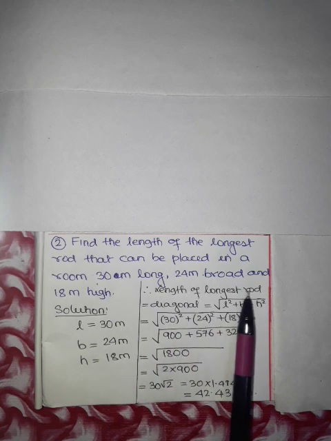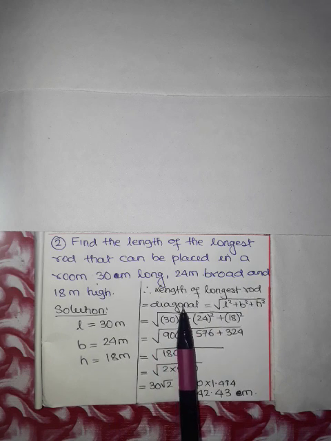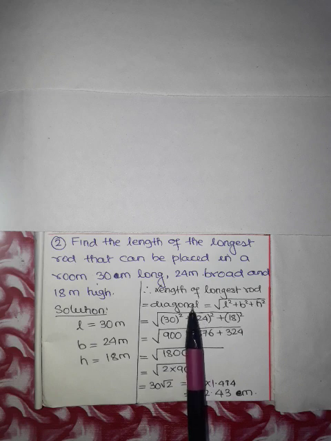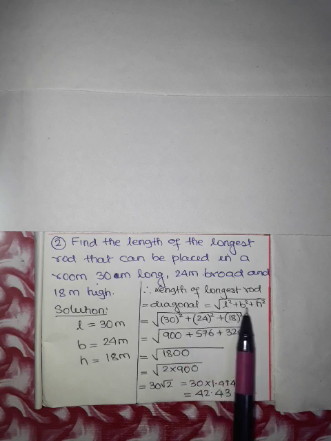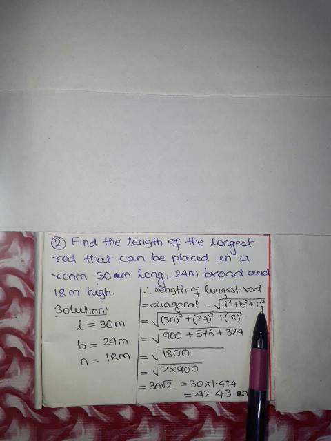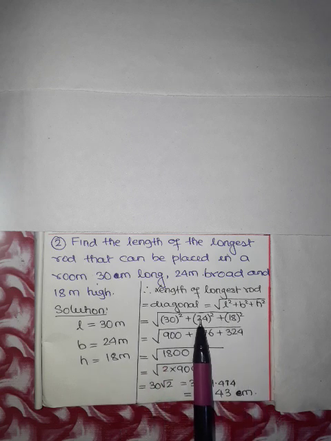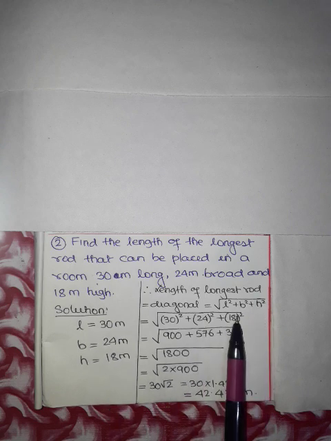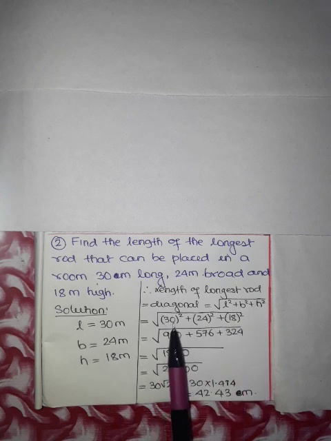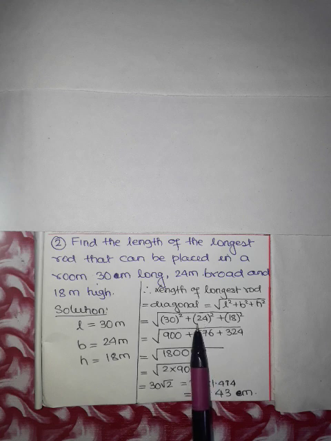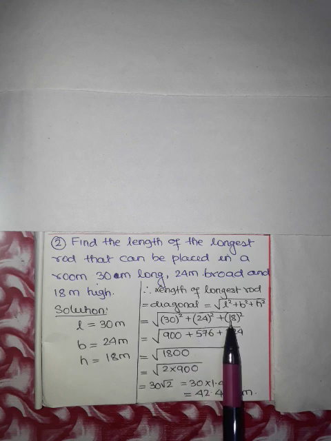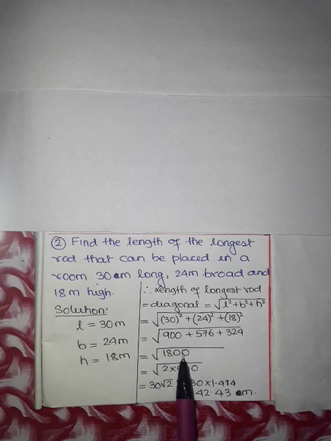Therefore the length of the longest rod means the diagonal. The diagonal of a cuboid is equal to root over l square plus b square plus h square. Length is given 30 meter, breadth is given 24 meter, height is given 18 meter. The square of 30 is 900, the square of 24 is 576 and the square of 18 is 324. If you add them, you will get 1800.